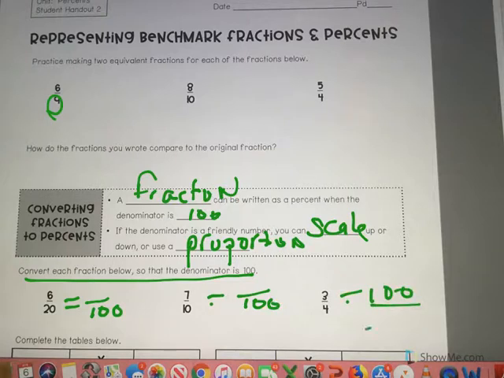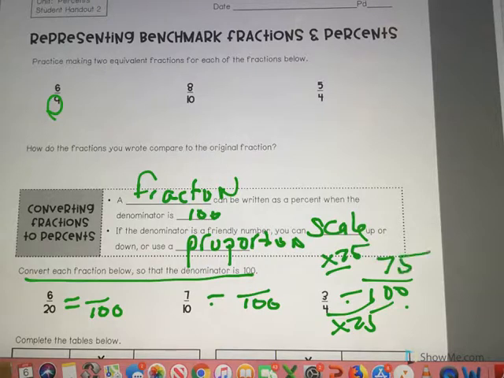Oops, that's not my denominator 100. Let's do that again. Okay, my denominator is 100. Let's do this one really quickly. 4 times 25, 3 times 25. What we do on the bottom, we do on the top. 4 times 25 gets me 100, and that is 75. And so we know it's 75%.